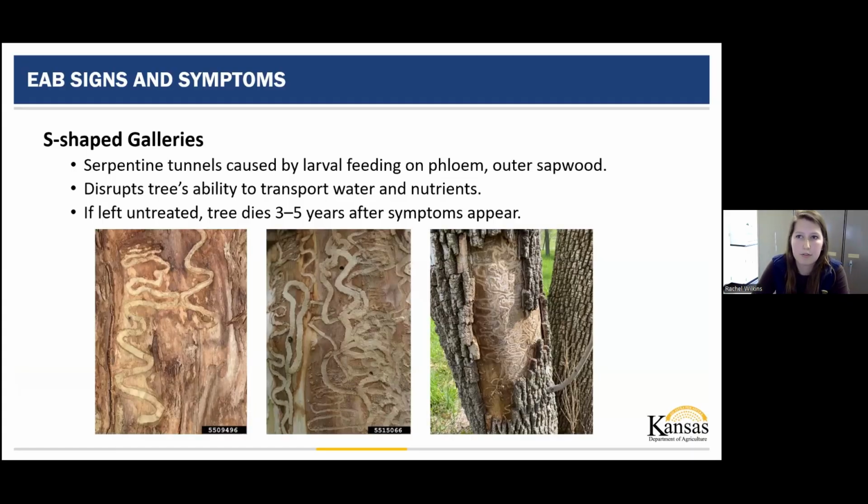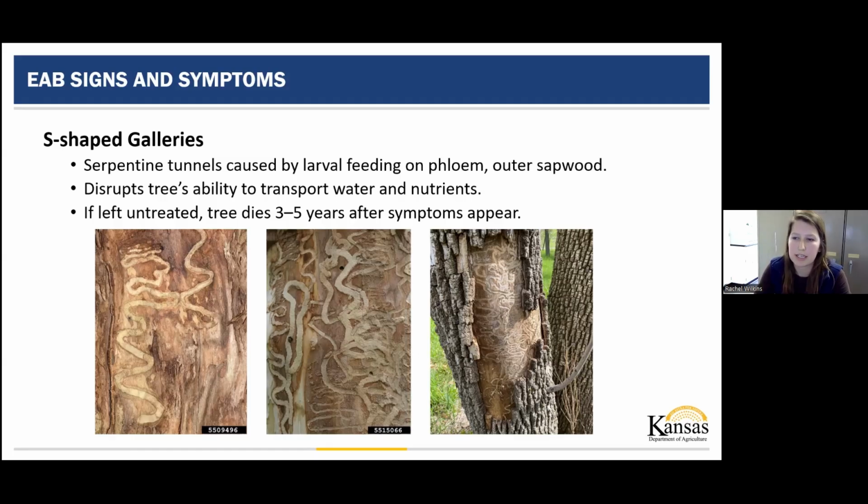Another sign you can look for, if you think you have emerald ash borer, if you get closer to your tree and you're able to remove some of the bark, you can look for S-shaped galleries. And so these are very serpentine tunnels, which are caused by the larvae feeding on those important layers of the tree, the phloem, the outer sapwood. They create these very distinct S-shaped galleries.